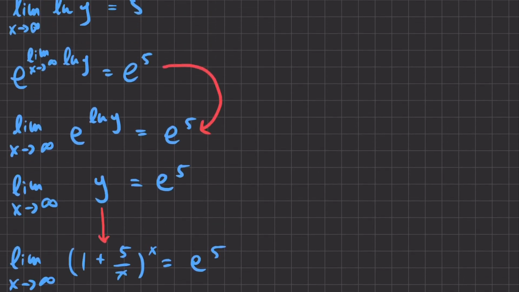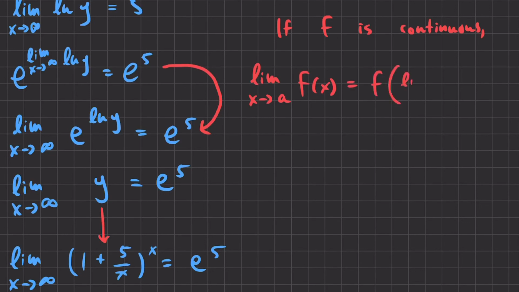Okay, so just as an aside, if f is continuous, we have that the limit as x approaches a of f of x is equal to f of the limit as x approaches a of x. So you can pull limits inside and outside of continuous functions, but only if they're continuous at a. And since e to the x is continuous everywhere, we can take a limit inside and out of it at our leisure. Does that answer your question?